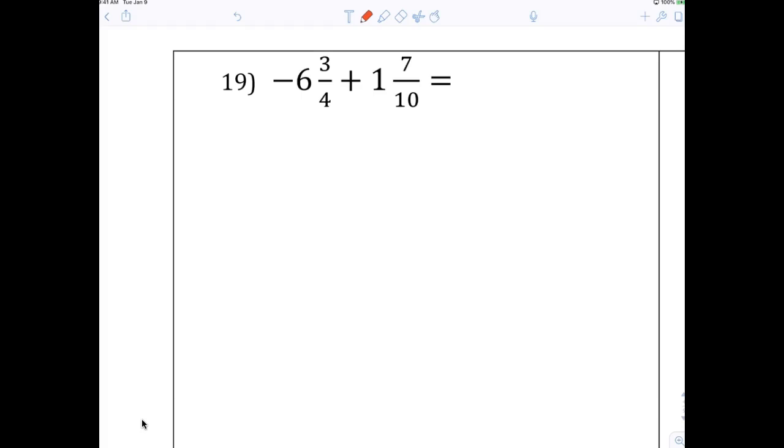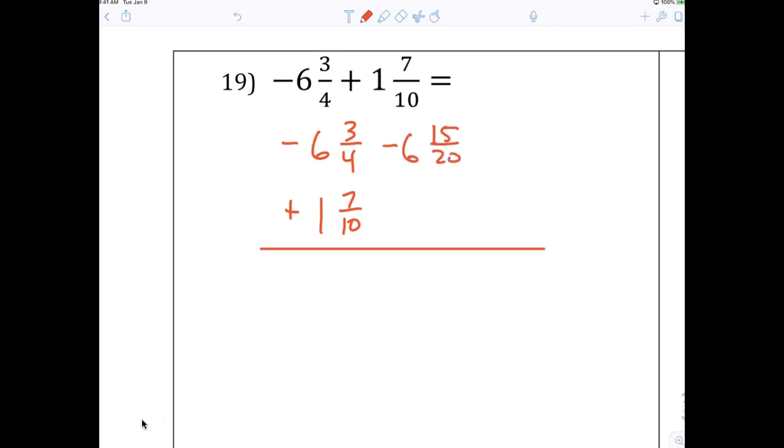So this time it's going to be negative 6 and 3/4 plus 1 and 7/10. Common denominator is 20. Negative 6 and 15/20 plus 1 and 14/20. Now do I have to borrow? No. Do not have to borrow this time. So 15 minus 14, 1. 1/20.